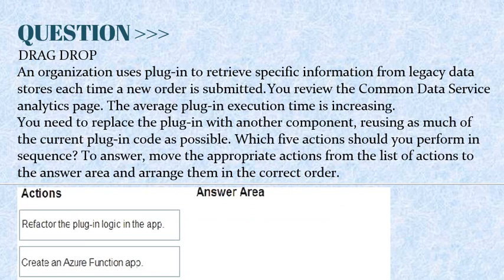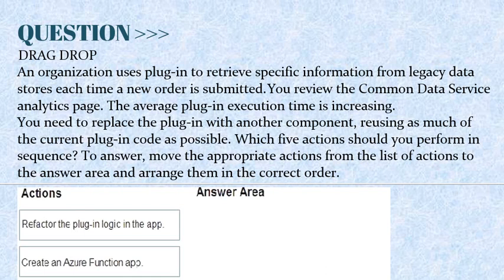Our next question is drag drop. The organization uses a plug-in to retrieve specific information from legacy data stores each time a new order is submitted. You review the Common Data Service Analytics page. The average plug-in execution time is increasing. You need to replace the plug-in with another component, reusing as much of the current plug-in code as possible. Which 5 actions should you perform in sequence?